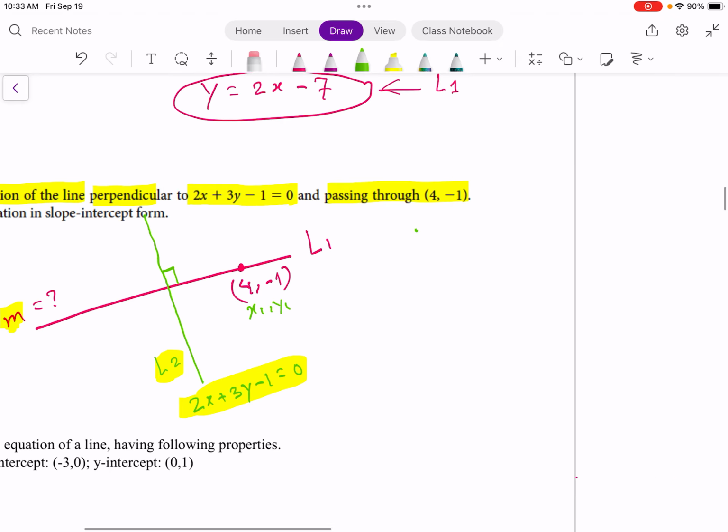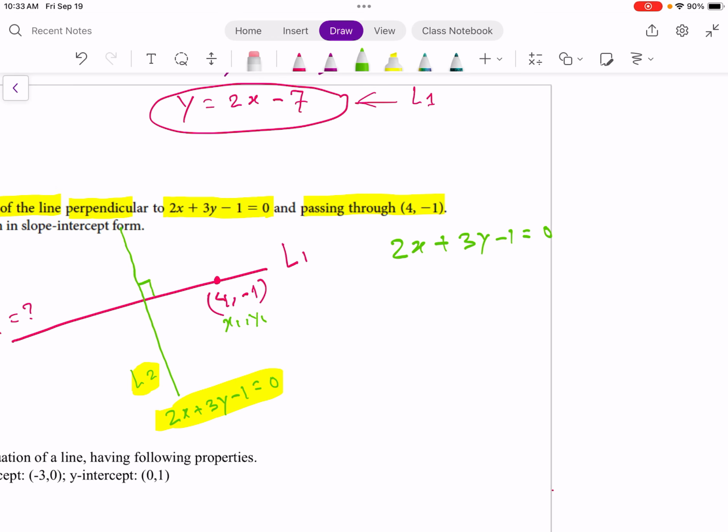The method is the same. You solve this equation for y, and you get the slope of line L2. Solving for y means you get rid of positive 2x by subtracting 2x. You add 1 to both sides to get rid of negative 1. So we have 3y, this is 0, this is 0, equals negative 2x plus 1.